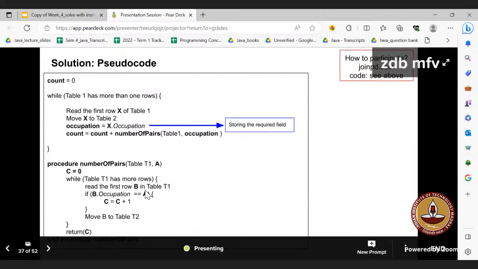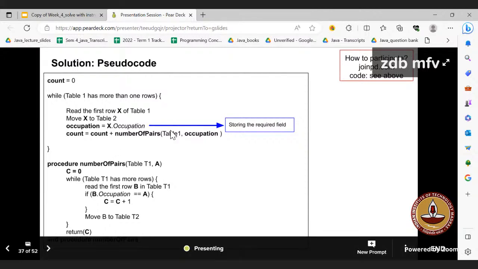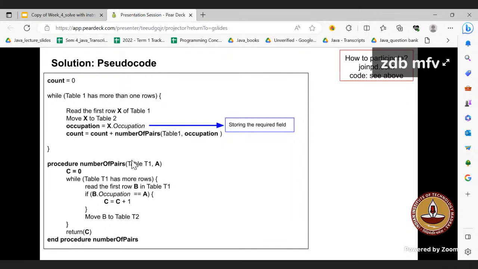So second row to the nth row, whatever information you are passing, that will be table T1 in the first iteration. In the second iteration, what will be your table T1? In the second iteration, you will read the first row, that means the second row of your table 1 will be read, and then you will store the information. You will move X to table 2. And then the remaining table after deleting the first and second rows will be table T1. So every time, table T1 will be updated after deleting the rows from your table 1.